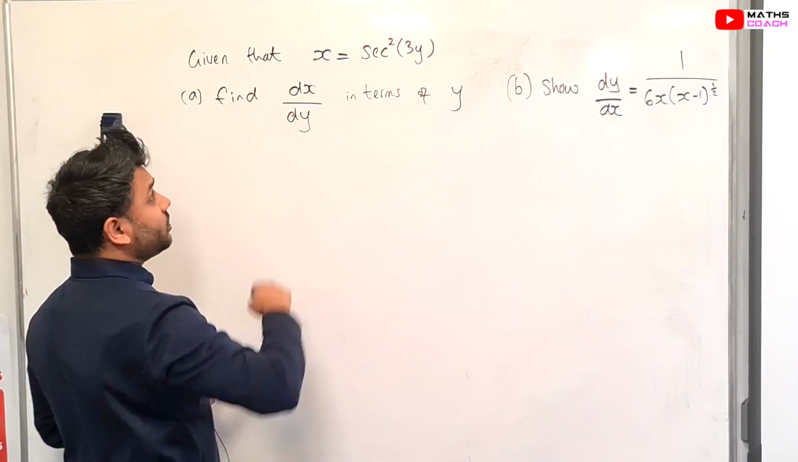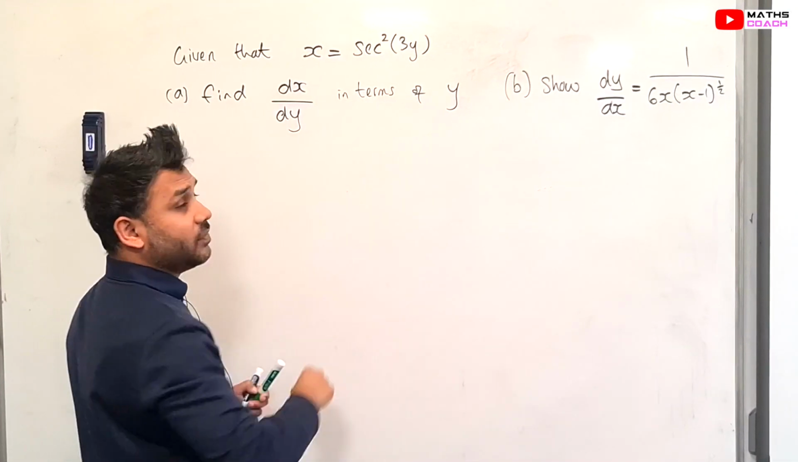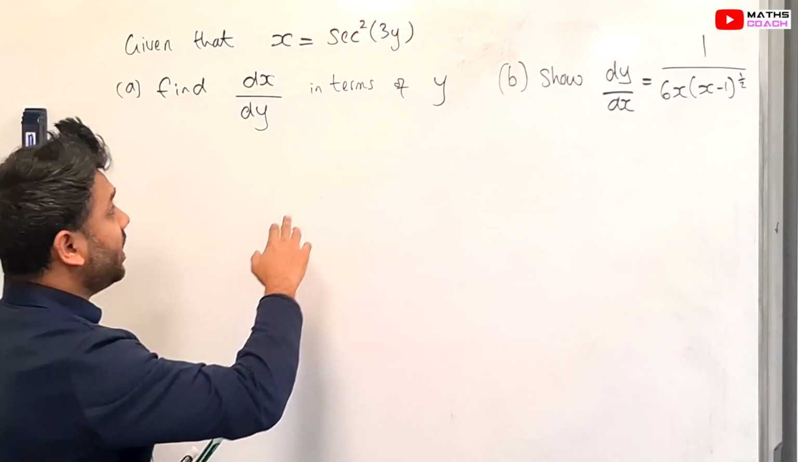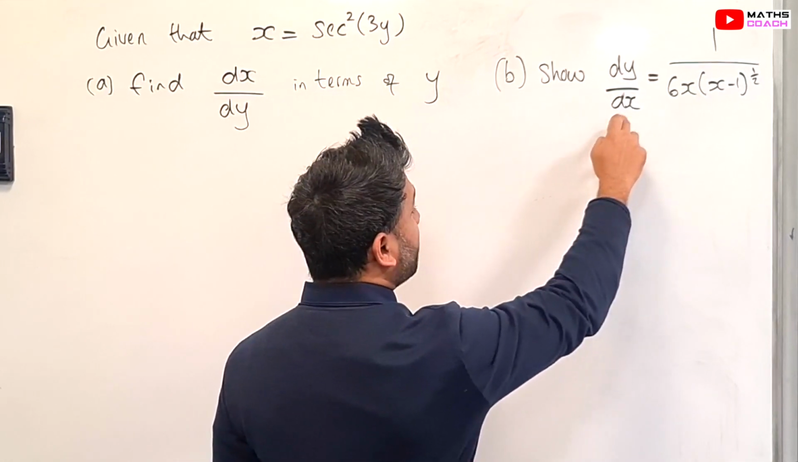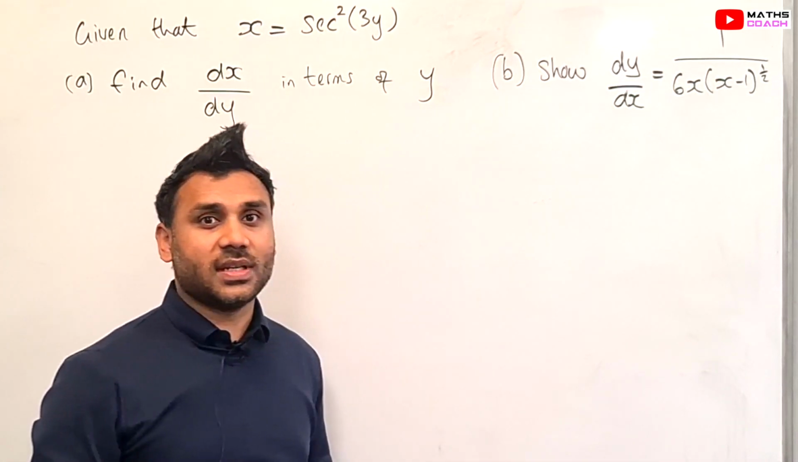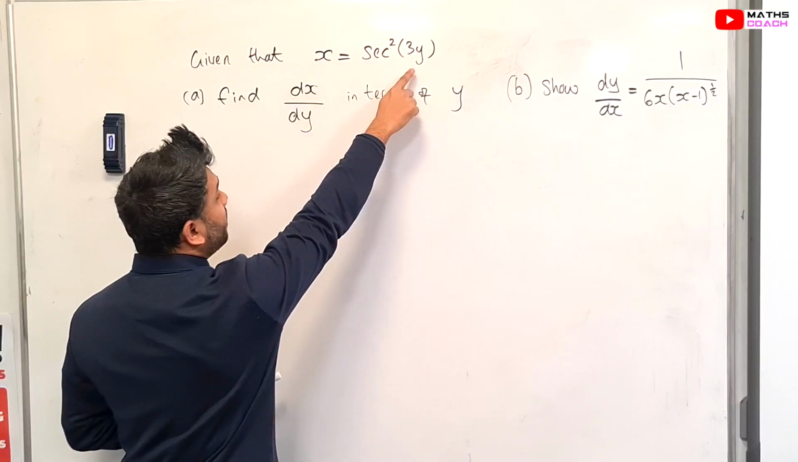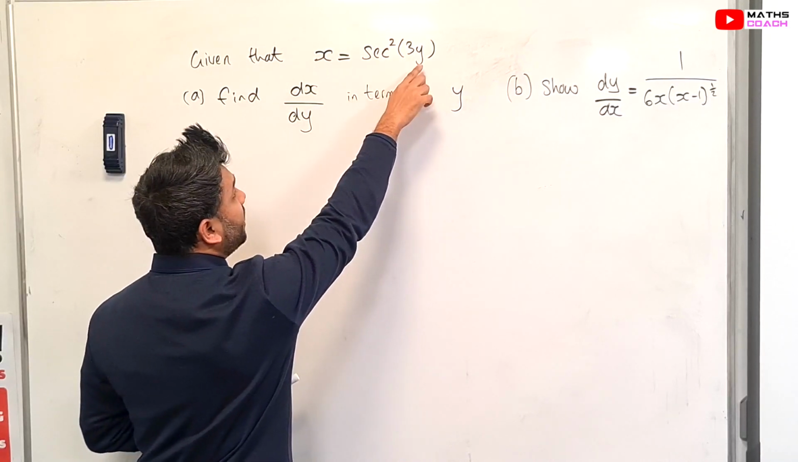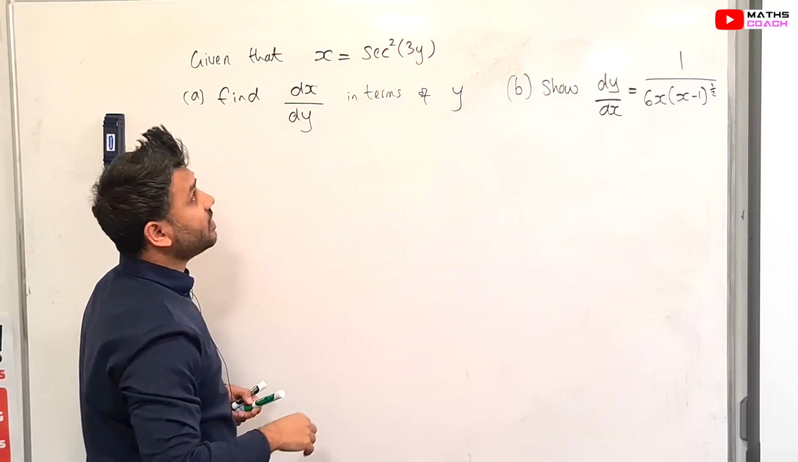Okay, this is one of the harder end of the application of chain rule. Given that x equals sec squared of 3y, find dx by dy in terms of y, and then we need to show that dy by dx is equal to this fraction in terms of x. If you look here, the x is the subject of this formula here, and y obviously is inside the sec.